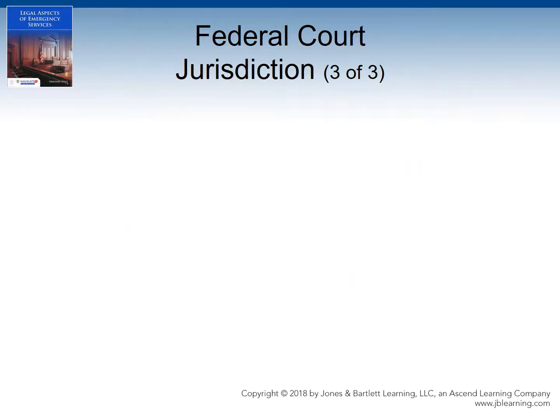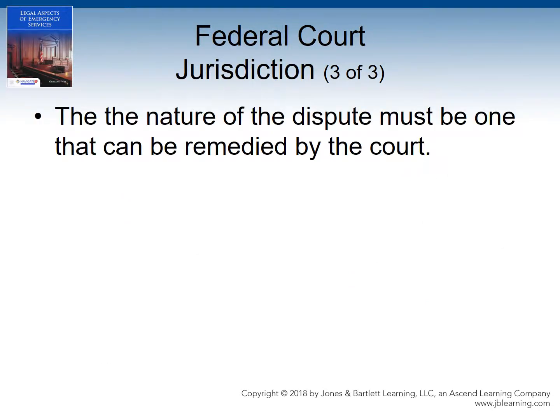Whatever the case or controversy is, it must be one that can be remedied by the court, and the dispute must be ripe, which means the lawsuit presents a current, ongoing problem for the court to solve. If the harm has not occurred yet, then there is no case or controversy, and the case is not ripe. If the case has resolved itself, so to speak, then the issue is considered moot, and there is no case or controversy to be heard by the court.